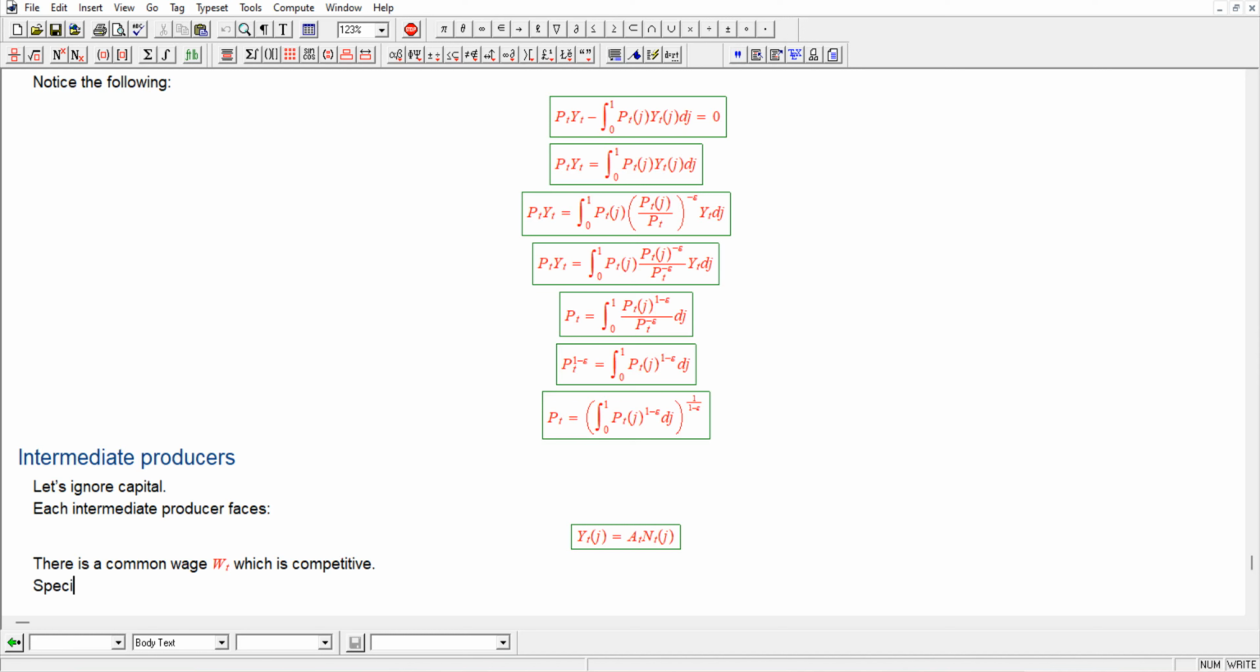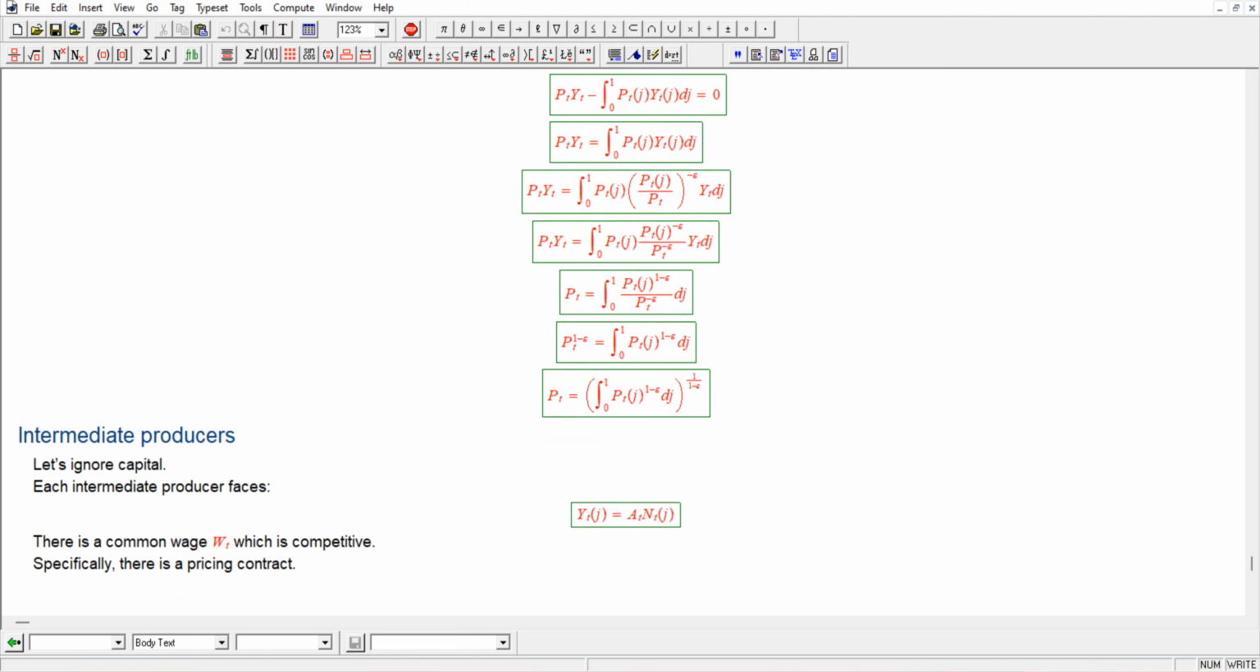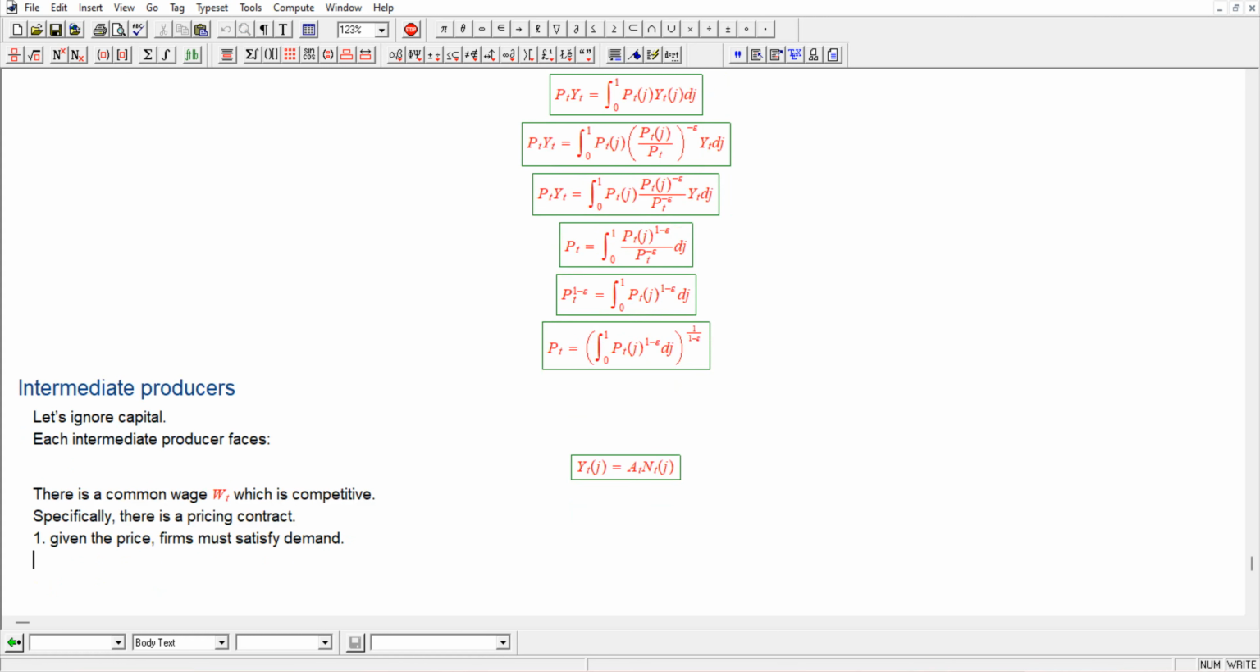specifically, there is a pricing contract. And this pricing contract has the following requirements. First, given the price, firms must satisfy demand, regardless of whether or not they make positive profits.